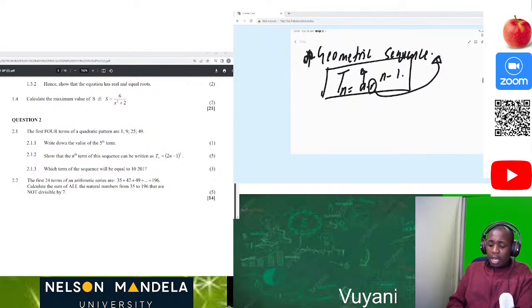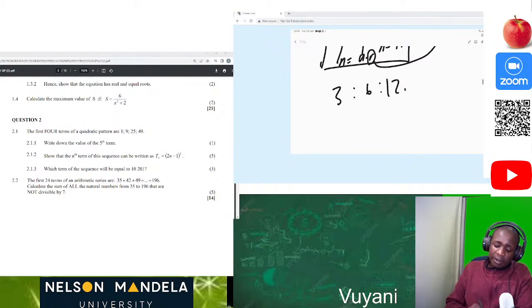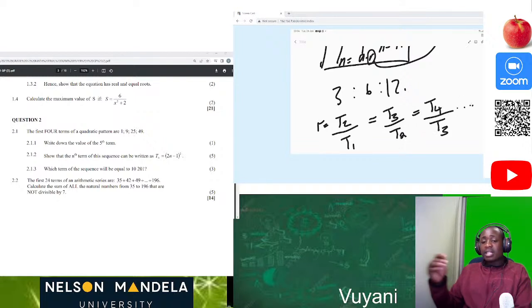So for example, we are given 3, 6, 12. In order for us to calculate the value of R, R will be equal to T2 divided by T1, which is equal to T3 divided by T2, which is also equal to T4 divided by T3, and so on.